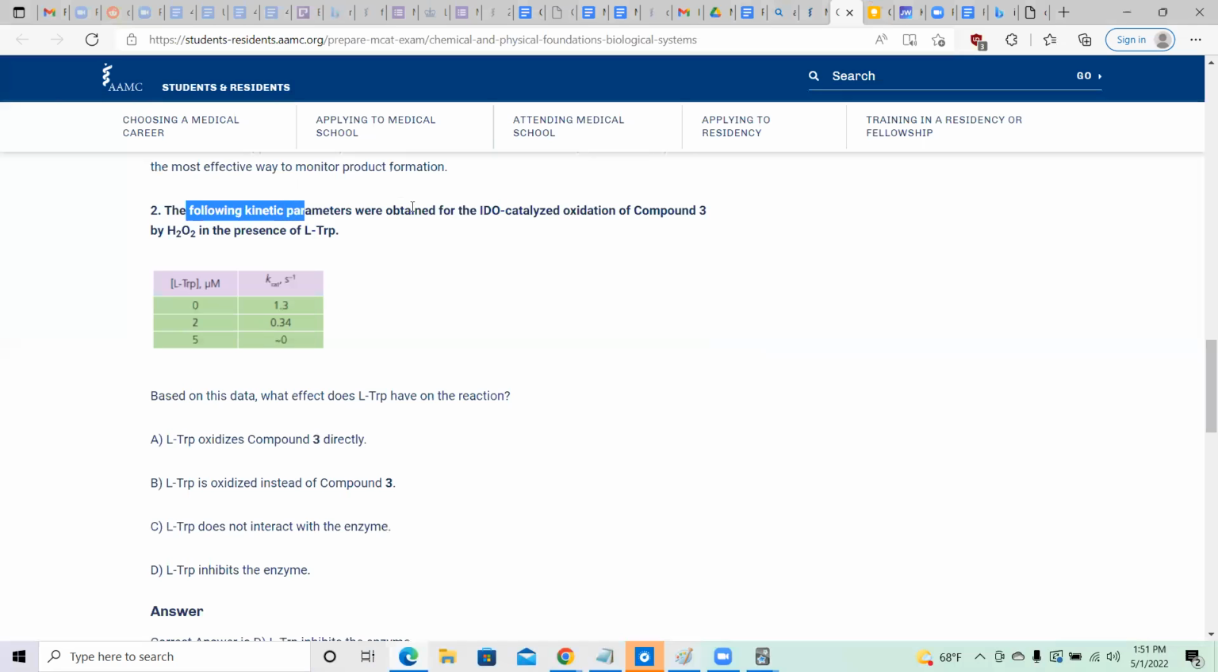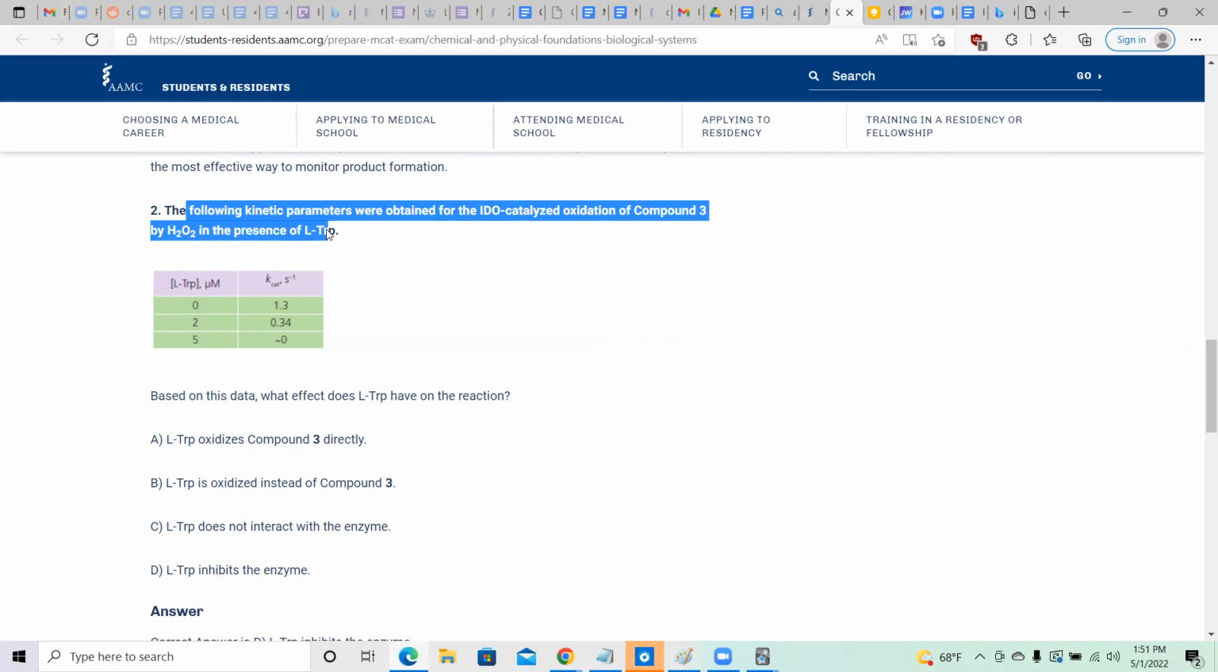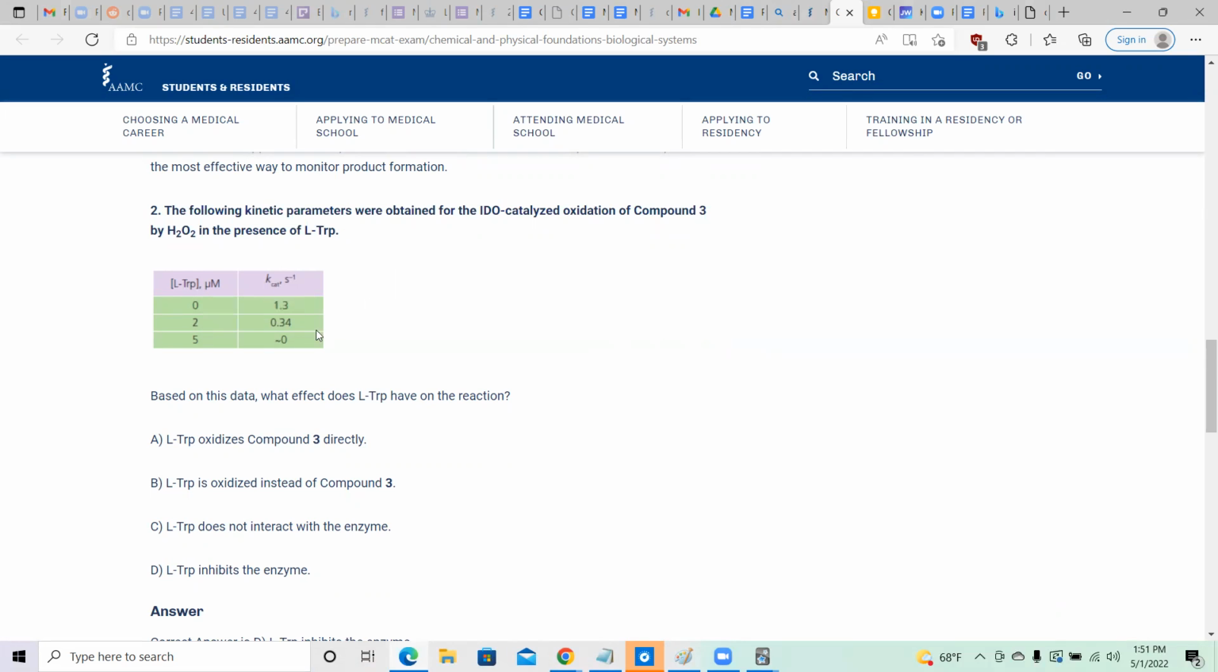So the following kinetic parameters were obtained for the enzyme-catalyzed oxidation of compound 3 by H2O2 in the presence of this enzyme, right? And we have this little chart here. Based on this data, what effect does L-Trp have on the reaction? The left side of the chart is showing us increasing concentrations, in micromolar, of L-Trp, right? Increasing concentration.